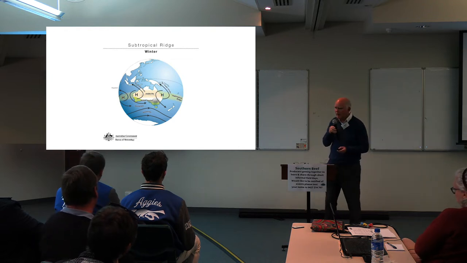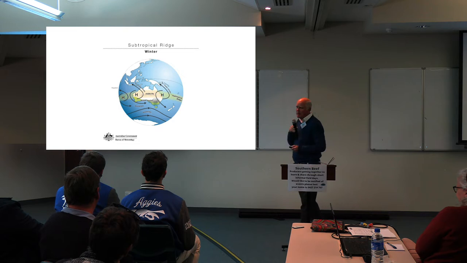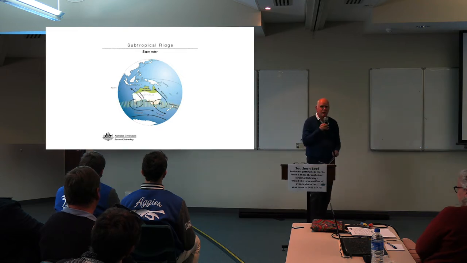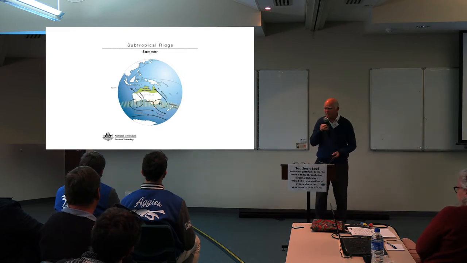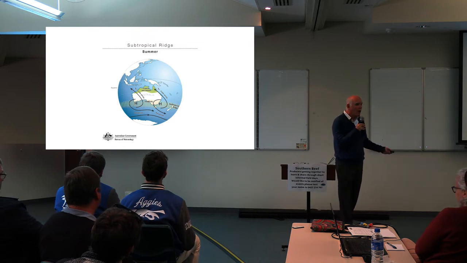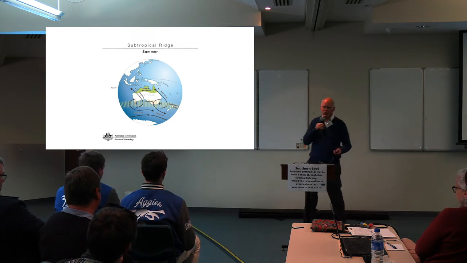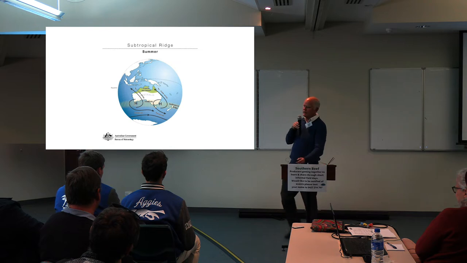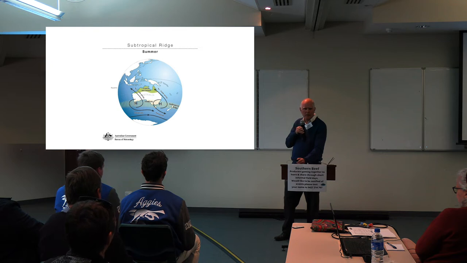What happens in the summer? I think you can guess. Okay, in the summer months, that high pressure system moves south. It moves south of the state. So now instead of the winds blowing from the west, they're blowing from the east. Dry or wet? Dry. Hot or cold? Hot. Okay, so there you go. My work here is done.